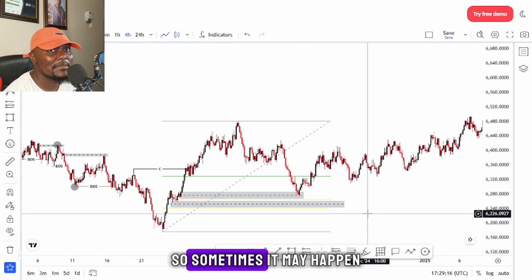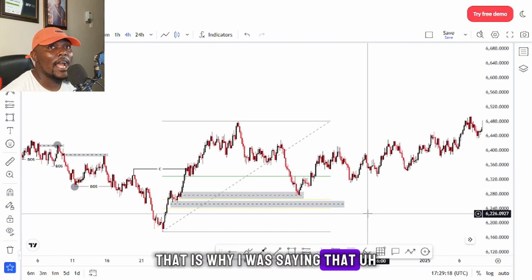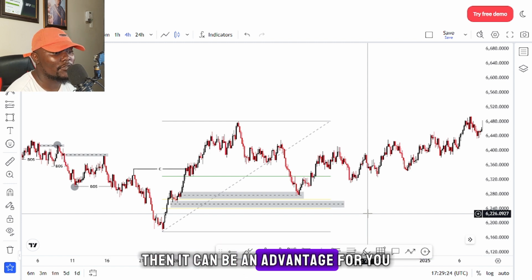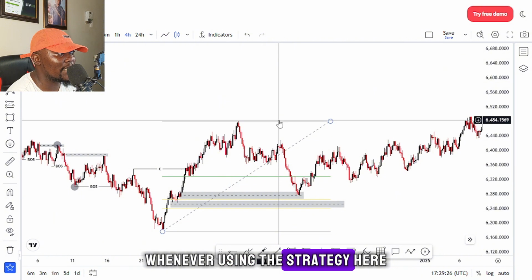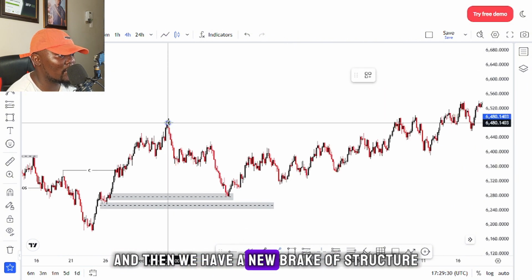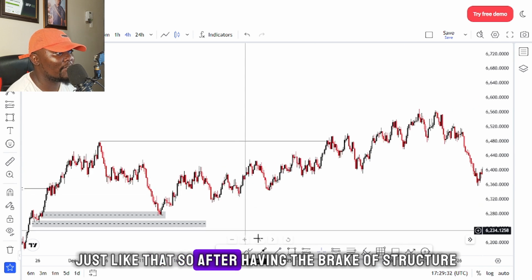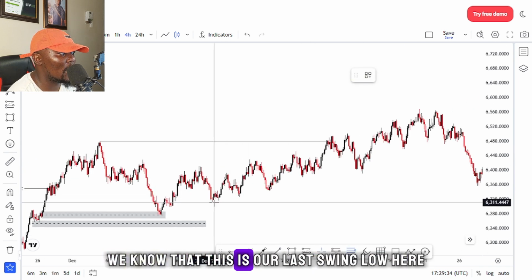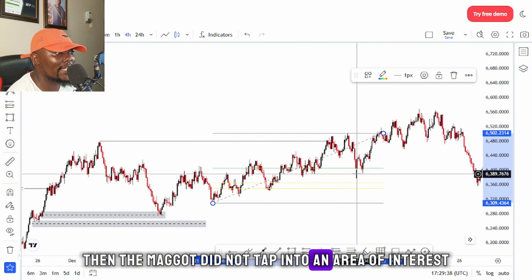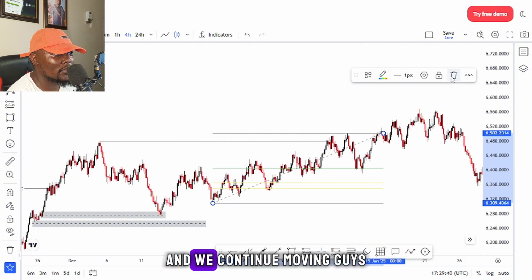order block. So sometimes it may happen. That is why I was saying that whenever your supply and demand is good, it can be an advantage for you whenever you're using this strategy here. So I'm just gonna remove this one here, and then we have a new break of structure, just like that. So after having the break of structure, we know that this is our last swing low here. Then the market did not tap into an area of interest, and we continue moving, guys.